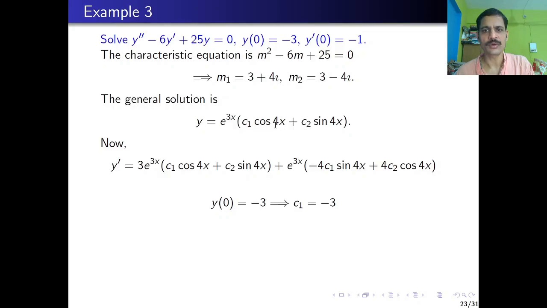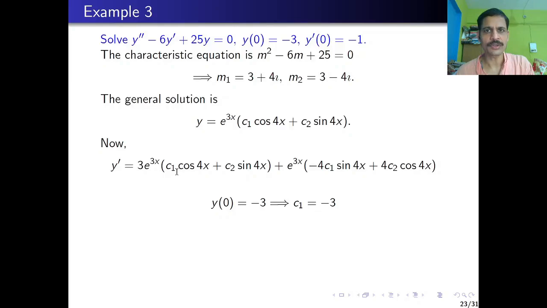Now you substitute here x is equal to 0, we get e raised to 0 is 1, and then cos 0 is 1 and sin 0 is 0. So c1 we get from this expression. So y(0) is c1. On the other hand, y(0) is minus 3. So c1 is minus 3.